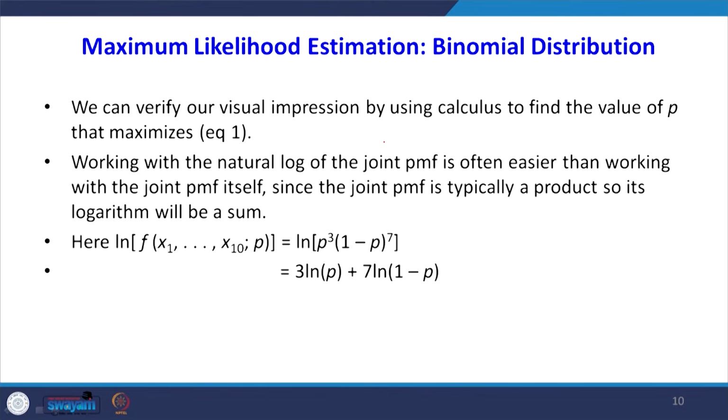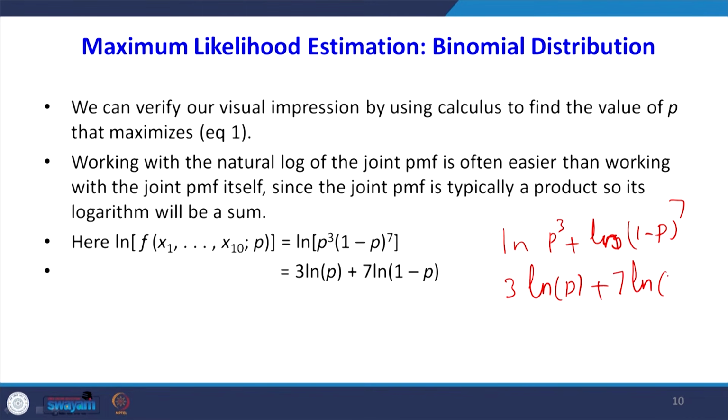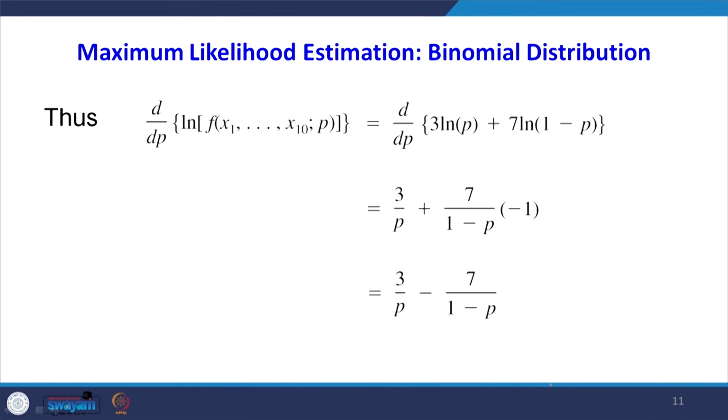When you take the log of this, because there is a multiplication, it will become log of p^3 plus log of (1 minus p)^7. So this will become 3 log of p plus 7 ln, 7 log of (1 minus p). Next, we have to see for which value this function becomes maximum.